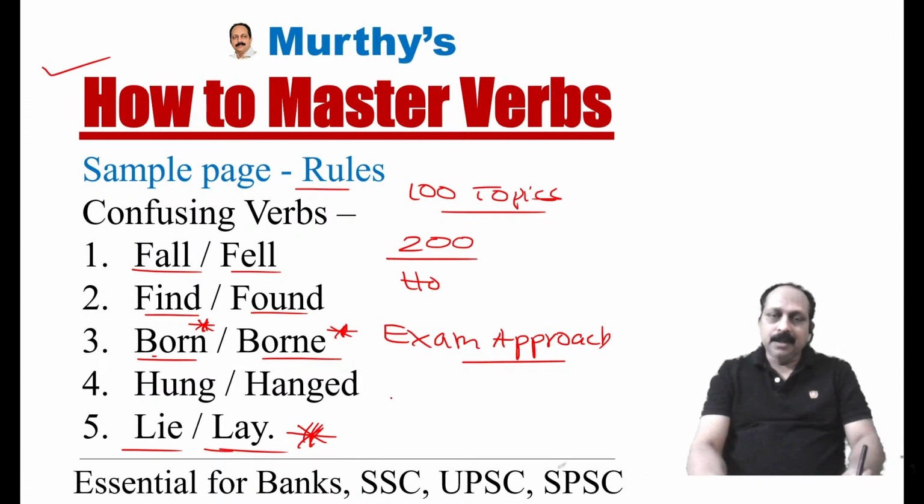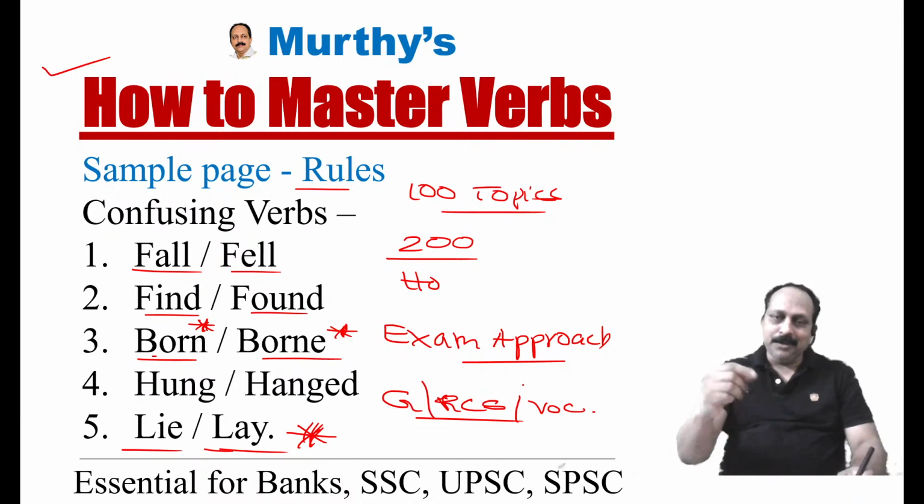Almost all the topics. I said 100 important topics. I'm going to touch grammar, reading comprehension skill, and also vocabulary. If you attend all these sessions and follow the tips, I'm sure not one job, you'll get 3 or 4 jobs, I can give in writing. And 1 year is more than enough, 9 months to 1 year.